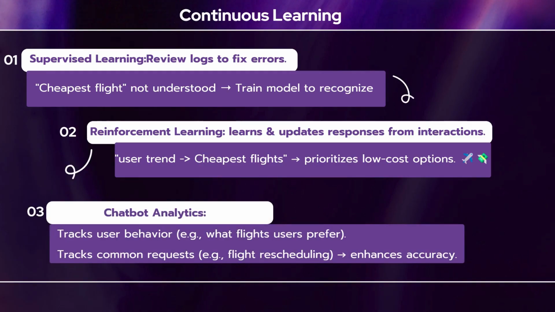Finally, chatbot analytics tracks user behavior and common requests. It helps understand user preferences like favorite airlines or frequent flight rescheduling, enhancing response accuracy over time. These methods ensure chatbots become smarter, more accurate, and better suited to user needs.